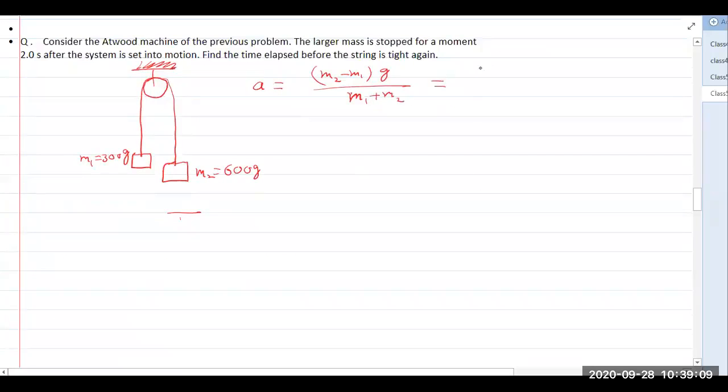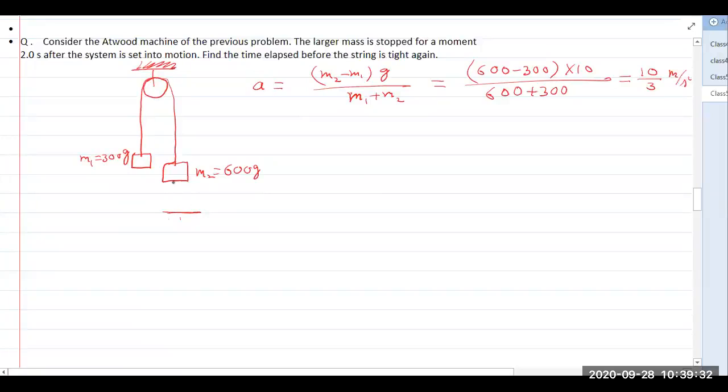So we will do (600 minus 300) into 10 divided by (600 plus 300). So this is 10 by 3, that is 300 by 900. So 10 by 3 is the acceleration of the blocks. Now the acceleration of the blocks is this.